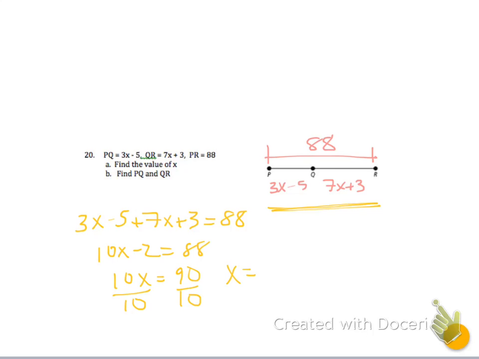So I got x to equal 9. So I found that. Now I need to find PQ. So we got to plug it back in. So 3 times 9 minus 5. 3 times 9 is 27. 27 minus 5. So this is 22. And then QR, we have 7 times 9 plus 3. 7 times 9 is 63. Plus 3 is 66. Which if you look at it, if you add those together, it should equal 88.